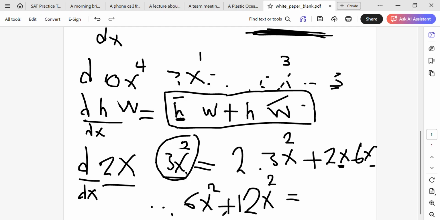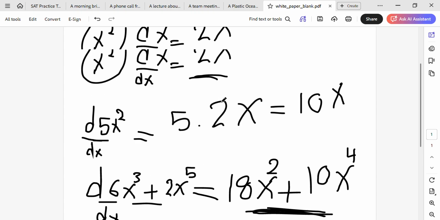But still I can simplify it more. Since I have the same variable, I have here 6x squared added to 12x squared, so I can just write x squared one time instead of repeating it twice, and find the summation of the two numbers. So 6 plus 12, that is 18x squared. That's how we solve it for the multiplication of the derivative.